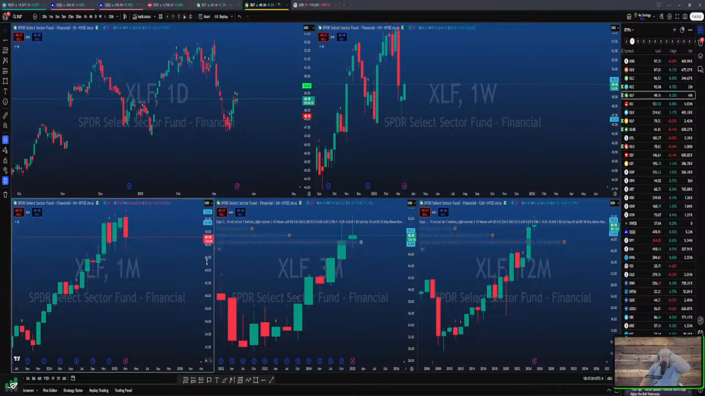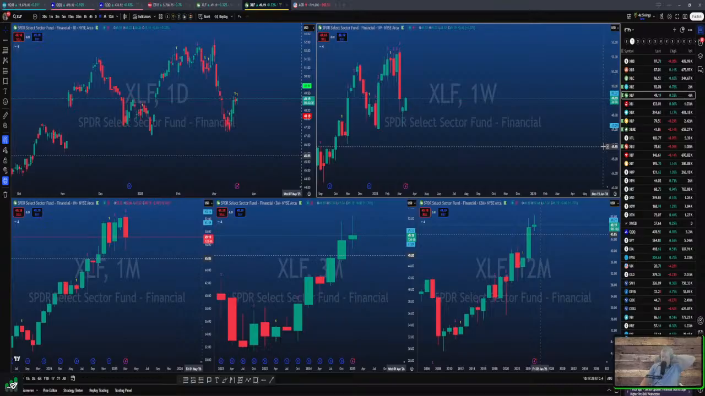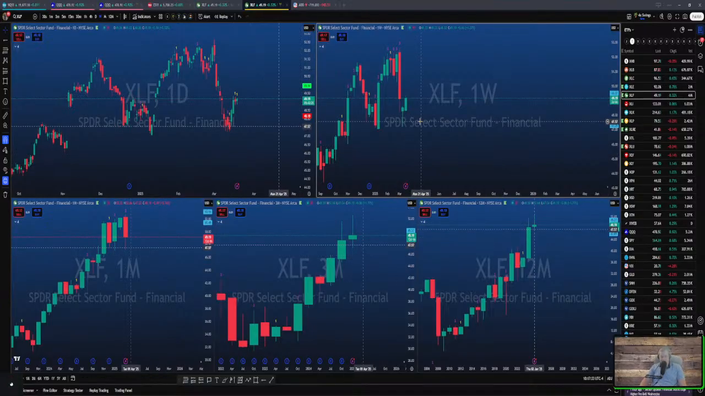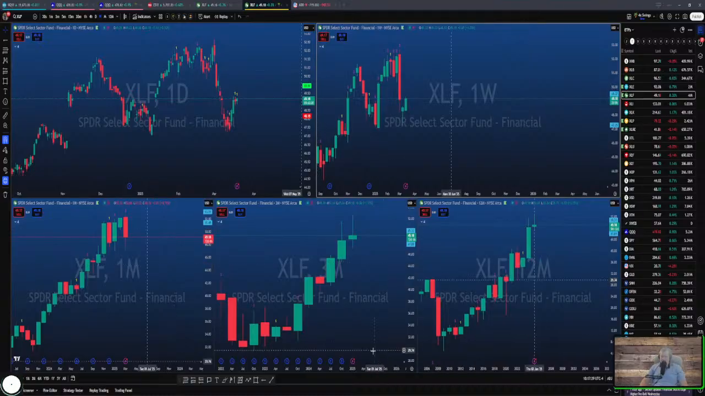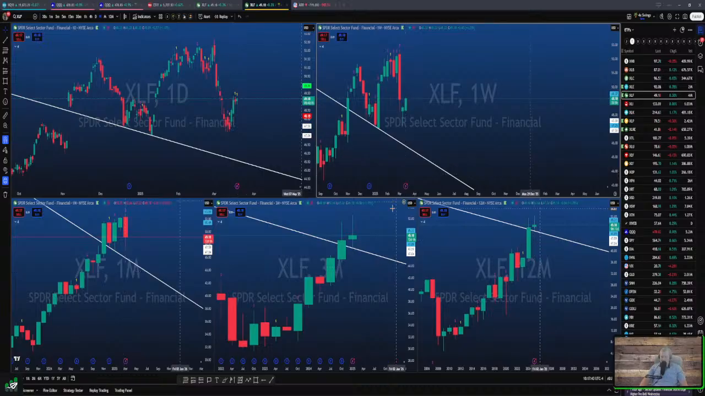So what I want to do on XLF is look to see if anything is about to trigger. Obviously, like I said earlier, and definitely with XLF being financials, I'm not looking to buy anything before FOMC, but we can look here and go right to left to draw broadening formations.